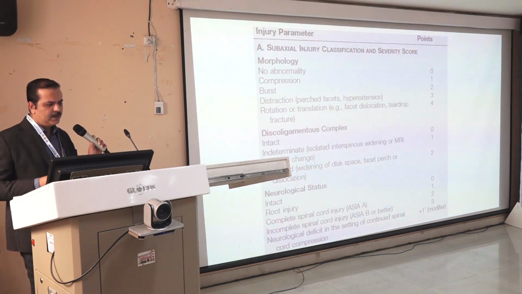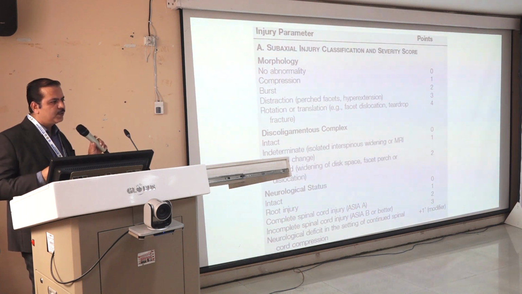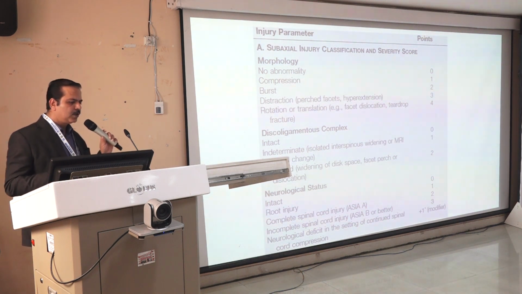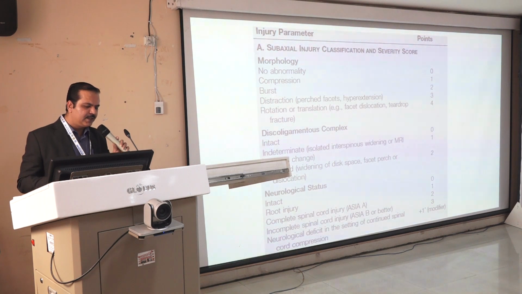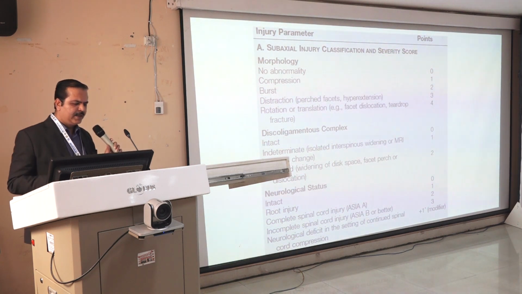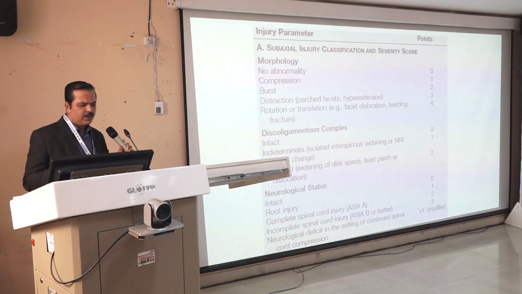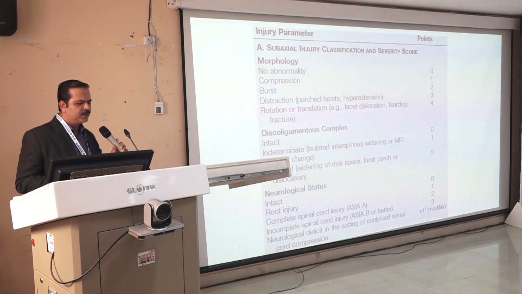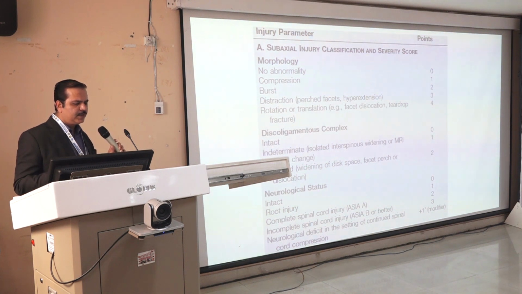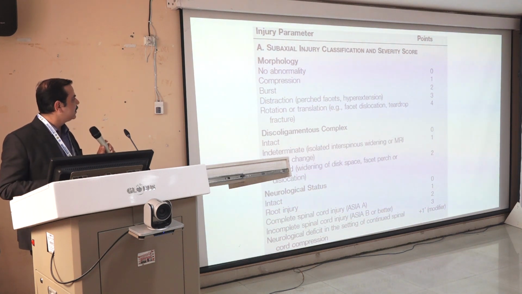This is the table which shows the scoring. It is for the thoracic lumbar spine, but what I would like to say is that this is for the cervical spine also, and it is almost universal to assess the morphology. First thing is the morphology: either there is no abnormality on the X-ray, there is compression, there is burst, there is extension, there is rotation.